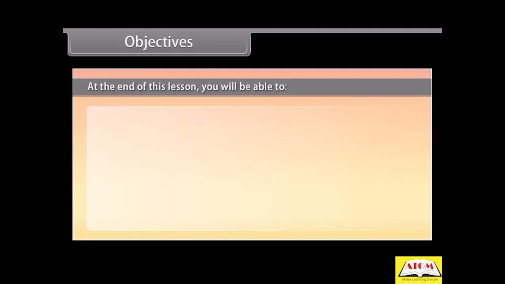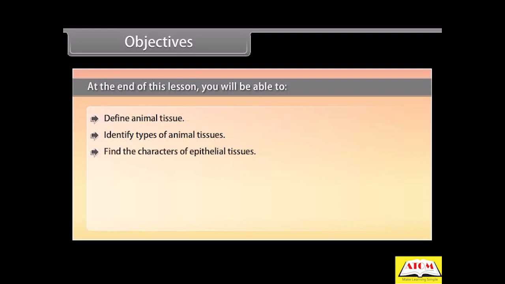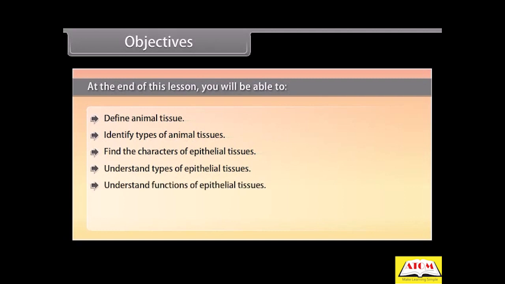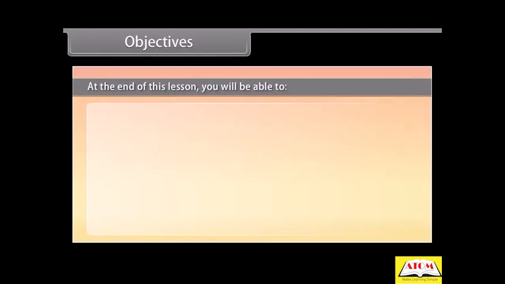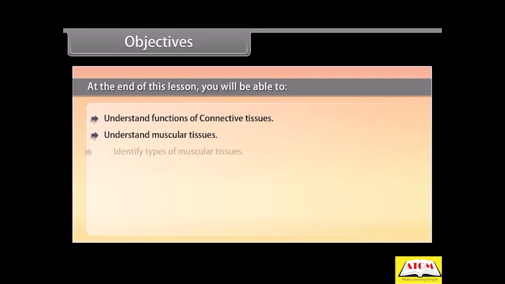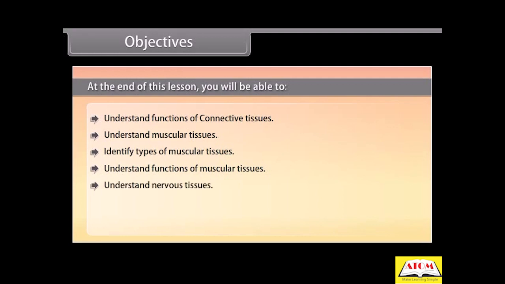Objectives. At the end of this lesson, you will be able to define animal tissue, identify types of animal tissues, find the character of epithelial tissues, understand types of epithelial tissues, understand functions of epithelial tissues, find the characters of connective tissues, understand types of connective tissues, understand functions of connective tissues, understand muscular tissues, identify types of muscular tissues, understand functions of muscular tissues, understand nervous tissues, identify types of nervous tissues, understand functions of nervous tissues.